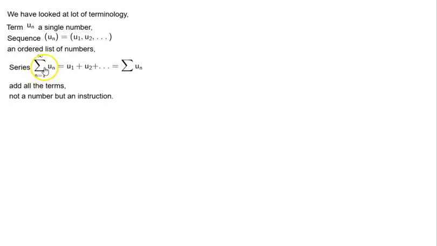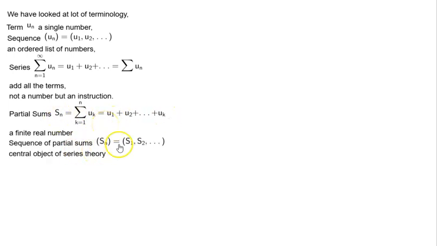Now, here n equal to 1 to infinity may or may not be specified. If it is not specified, it is understood that it is n equal to 1 to infinity. So basically, it is not a number, but an instruction. Now, how to figure out the value of that is up to us.